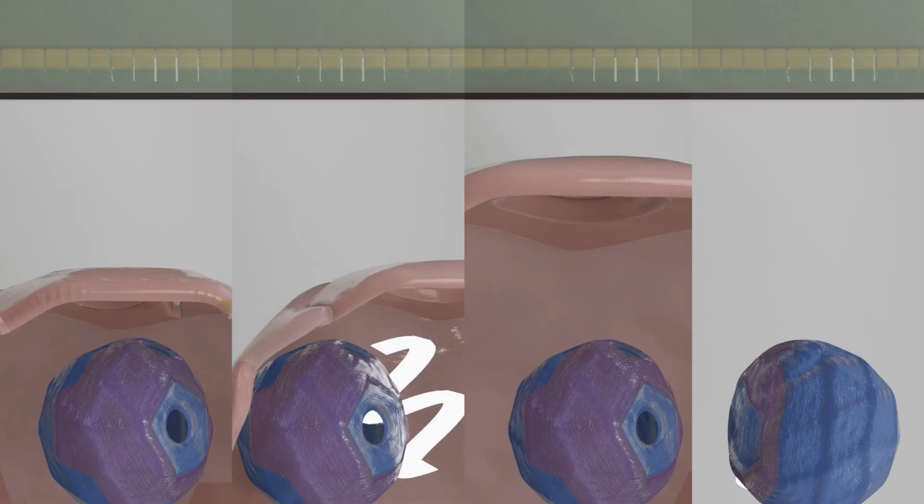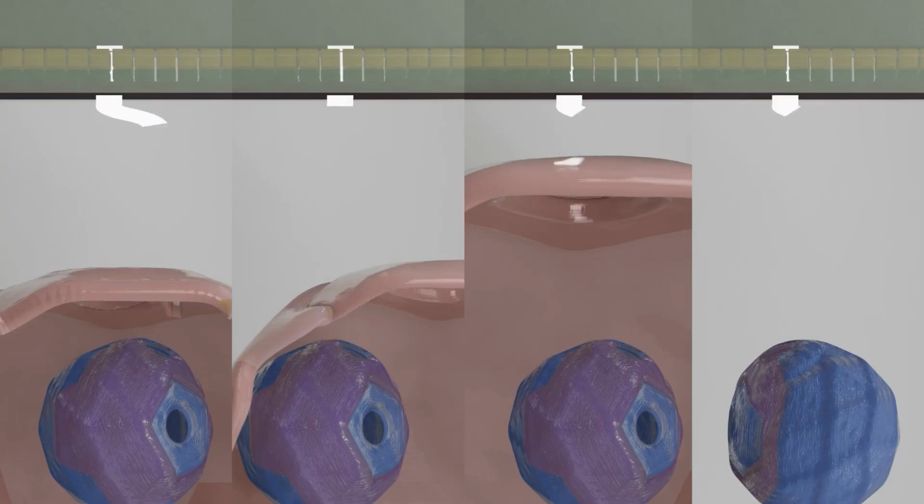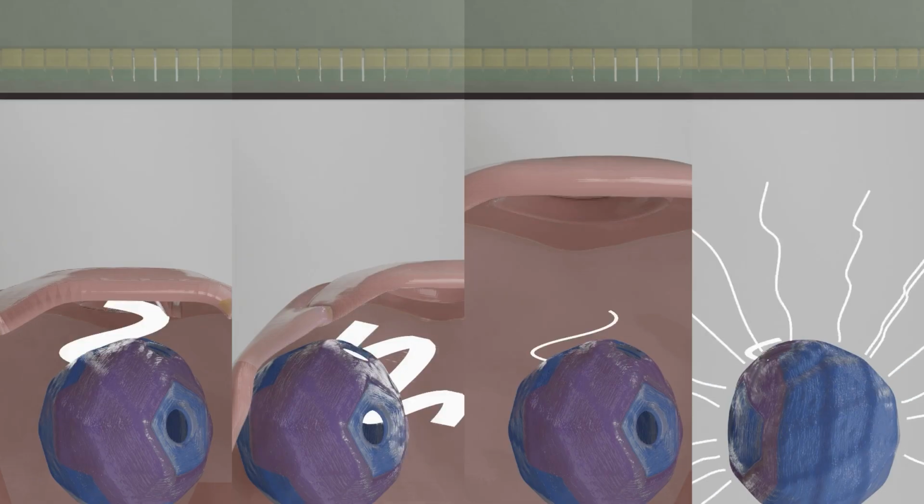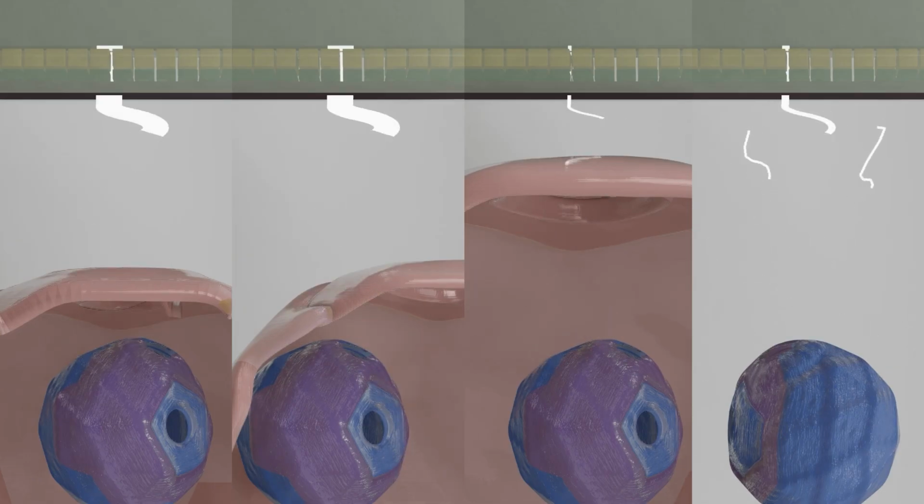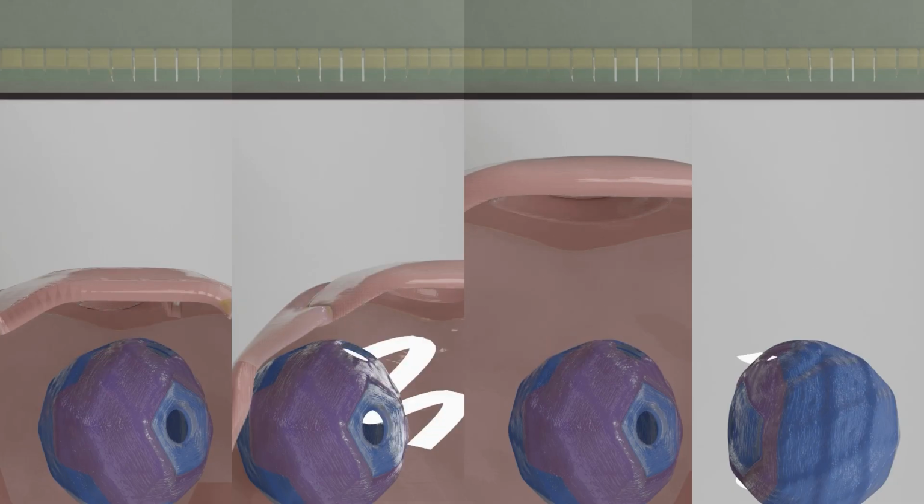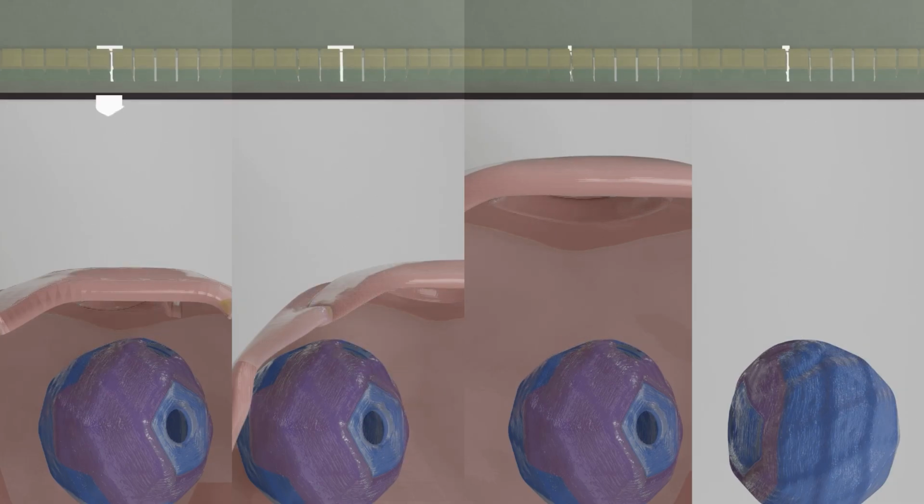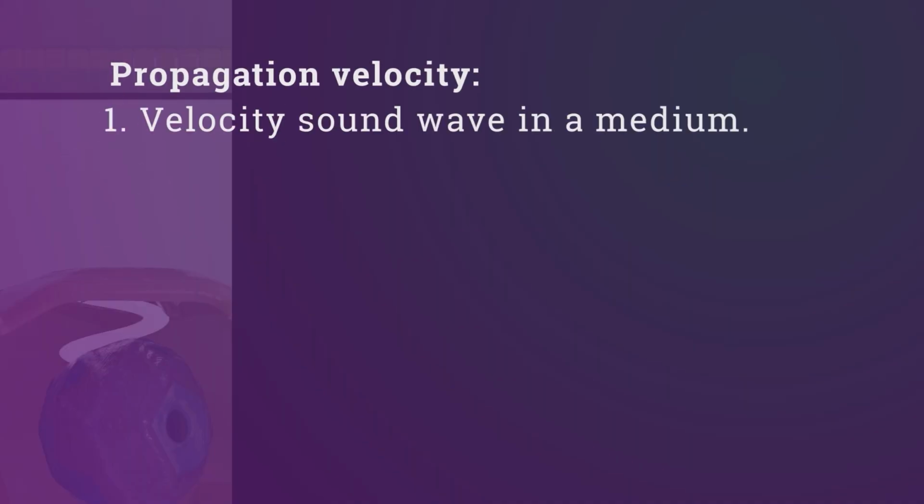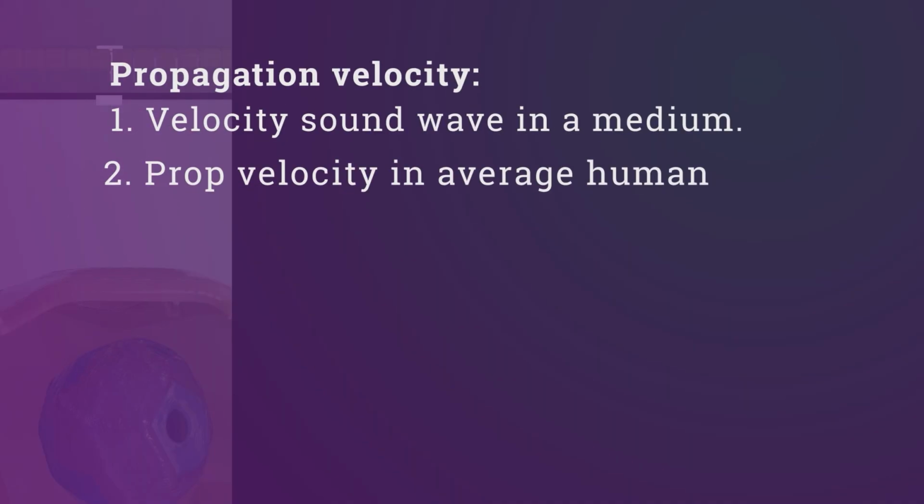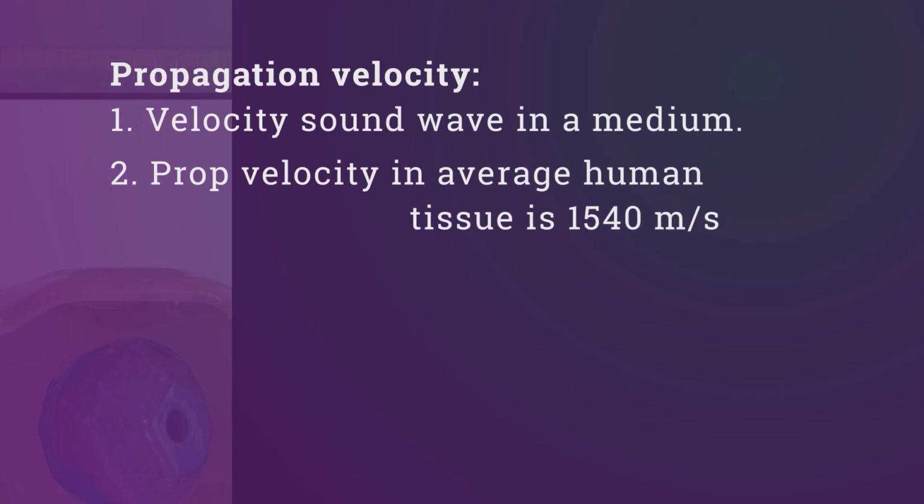Propagation velocity. This is the velocity that a sound wave travels in a medium. Propagation velocity is determined by the medium through which the ultrasound wave travels. Sound waves of the same frequency travel at different propagation velocities in different mediums. The propagation velocity of average human tissue is 1,540 meters per second. That of air is 343 meters per second, and that of bone is much higher at 4,080 meters per second.